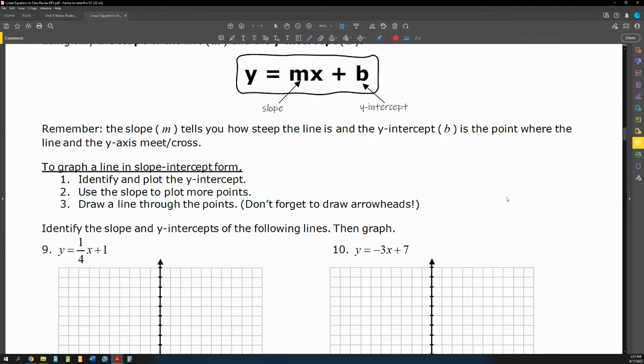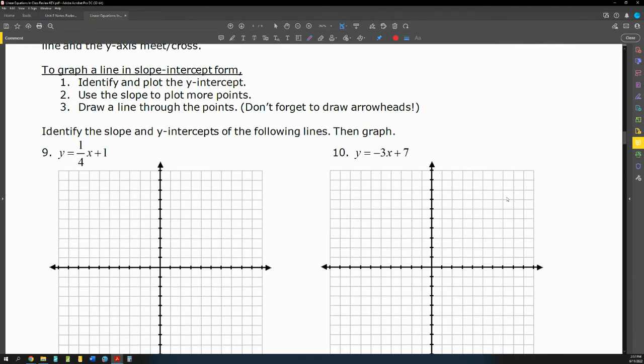So to graph a line in slope-intercept form, we first have to look at the equation and plot the y-intercept. So in this first equation, in number 9, we have y equals 1/4 x plus 1. Our slope is that number in front of x. So in this case, our slope is 1/4. Our y-intercept is that constant term tacked on at the end. So our y-intercept is 1. I always like to write our y-intercept as an ordered pair. So the y-intercept as an ordered pair is (0, 1).